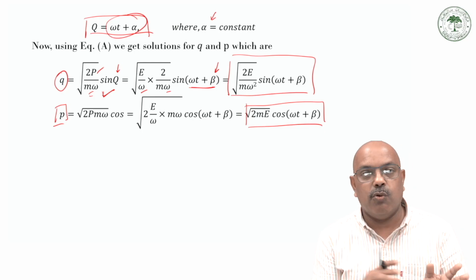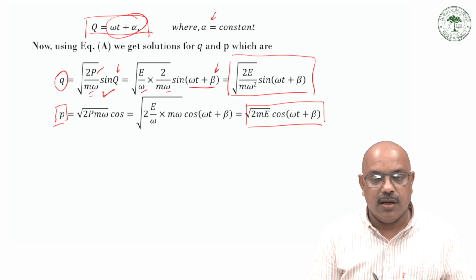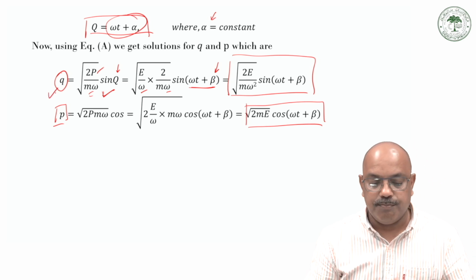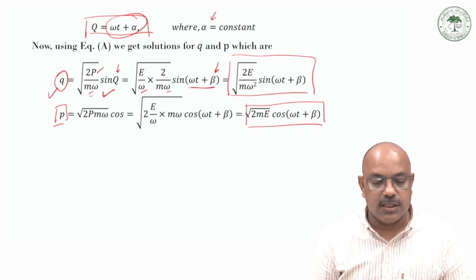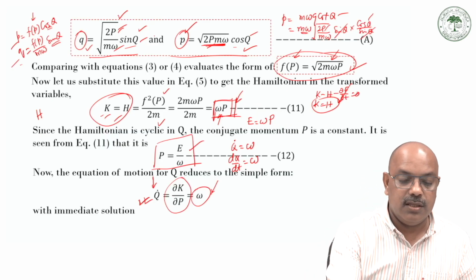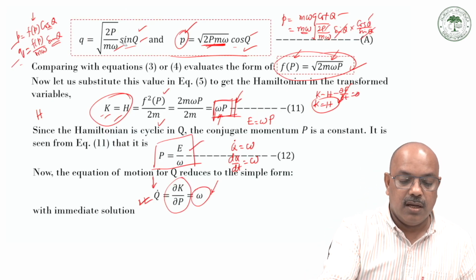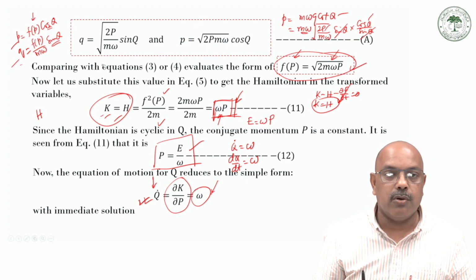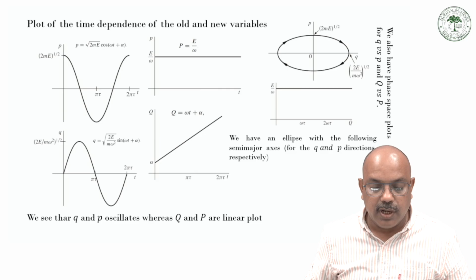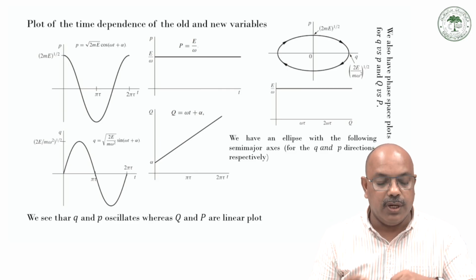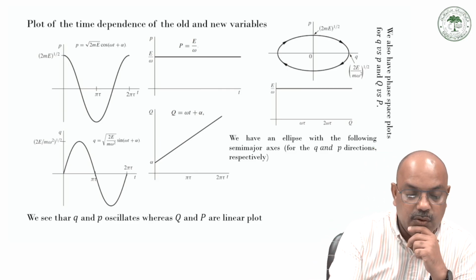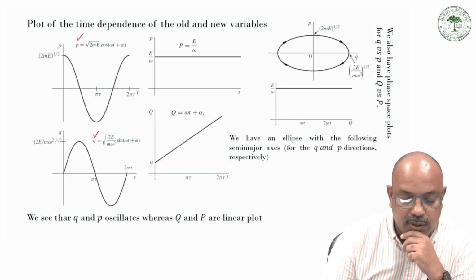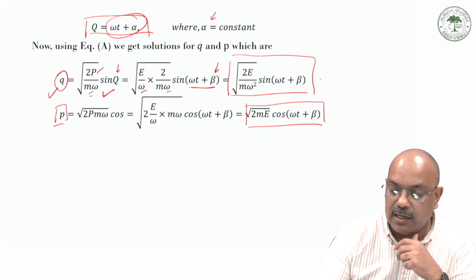So this was the whole procedure to find the generating function and transform to the new coordinates Q and P, and those are here. If you see, these are my transformation equations between the new coordinates and old coordinates. If you see the plot quickly, these are my old P, and this is my old Q in terms of E and omega. This we have calculated here.